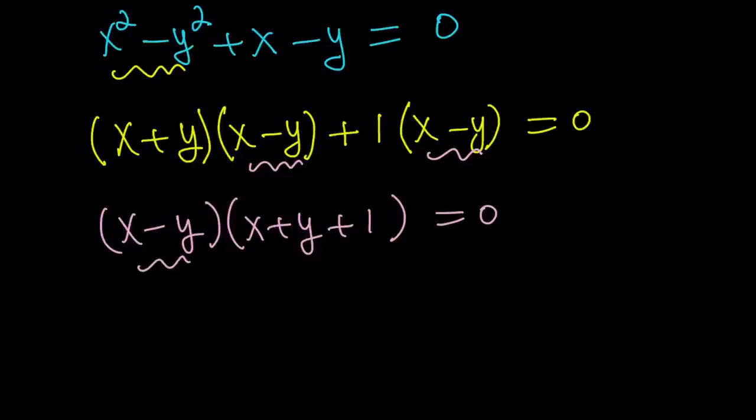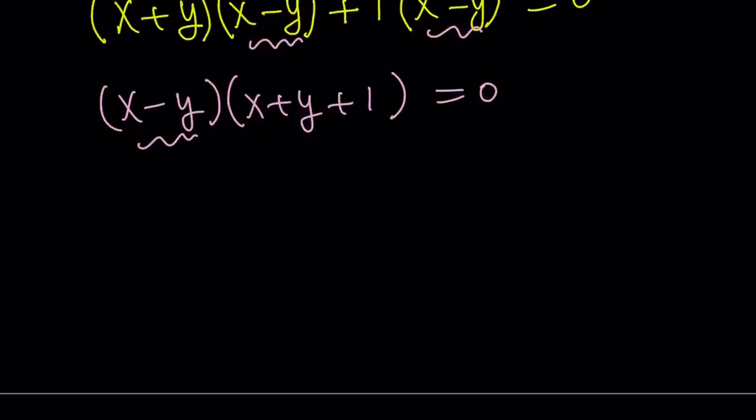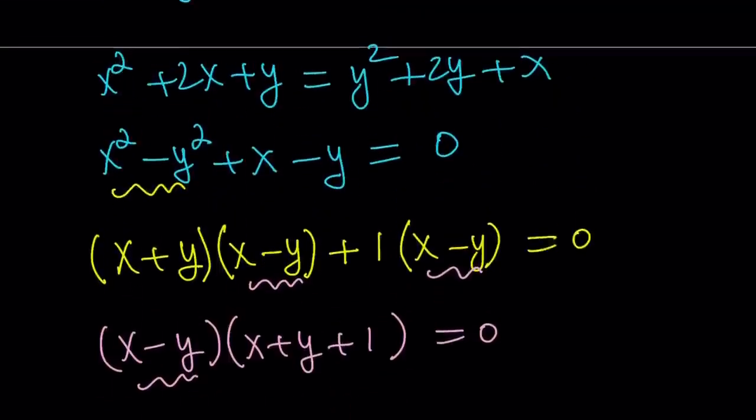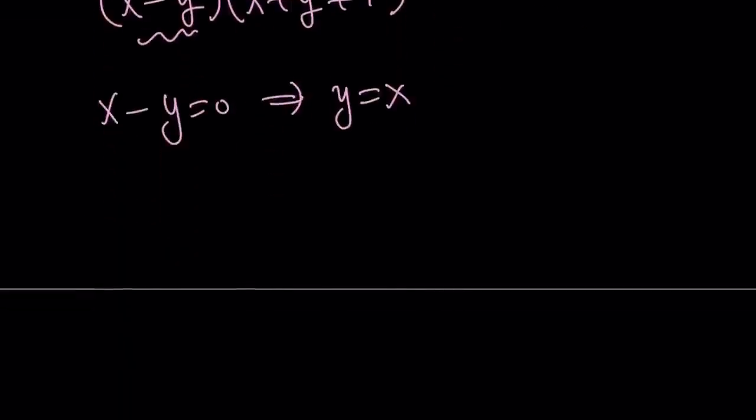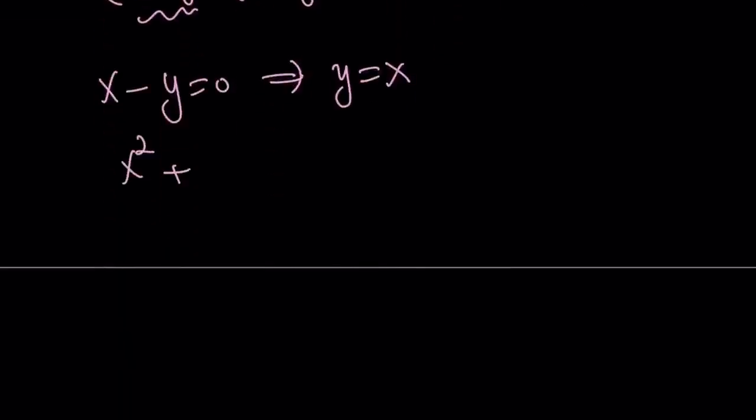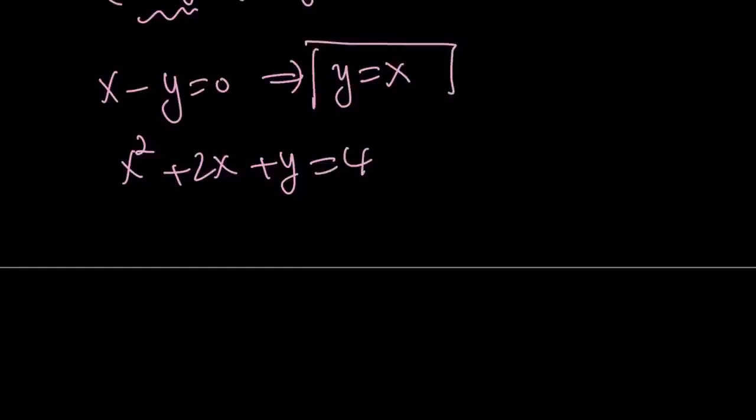Let's start with the easier one. y equals x, or x minus y equals 0. So x minus y equals 0 gives us y equals x, just like before. And now remember, one of the equations, we can use this. So I have x squared plus 2x plus y is equal to 4, and I'm going to use y equals x. Obviously, this is a lot simpler than the first one. x squared plus 2x plus y, which is x again, equals 4.